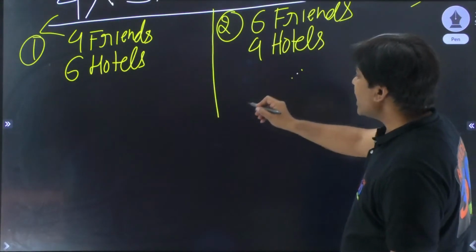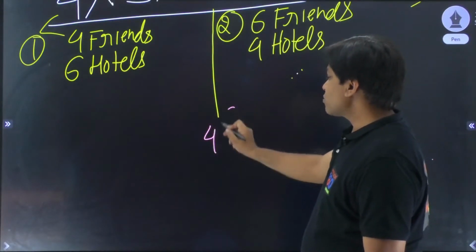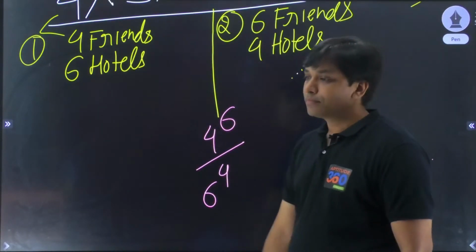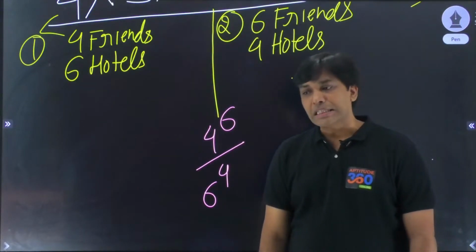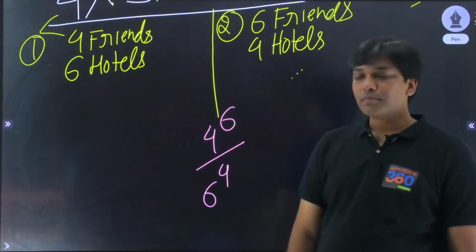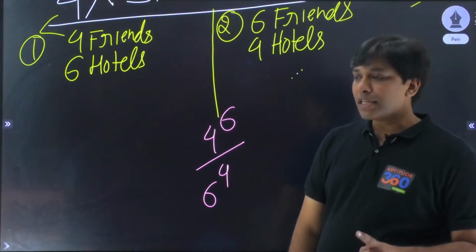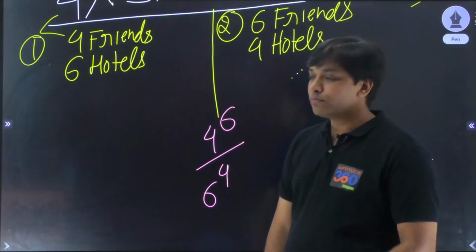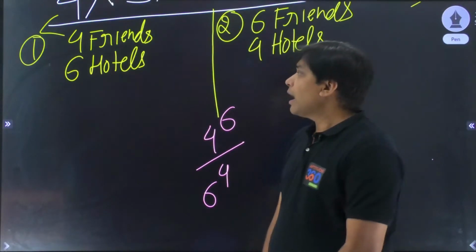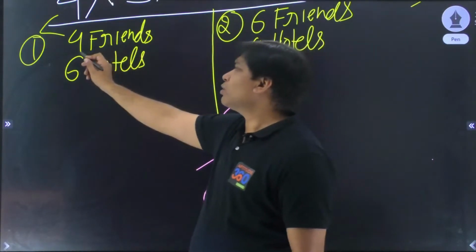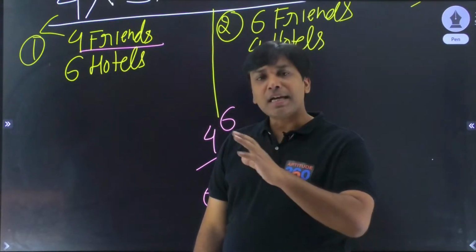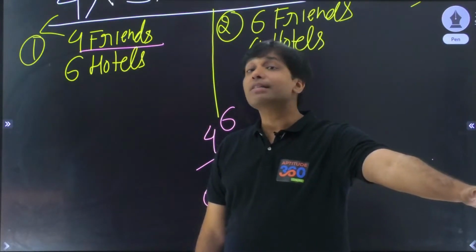So one answer will be 4⁶, and the other answer will be 6⁴. Is it not? Which answer is going to be 4⁶ and which answer is going to be 6⁴? Let me know. And how many friends are we having here? We have only 4 friends. In how many ways can 1 friend stay in these hotels? Because there are 6 hotels.